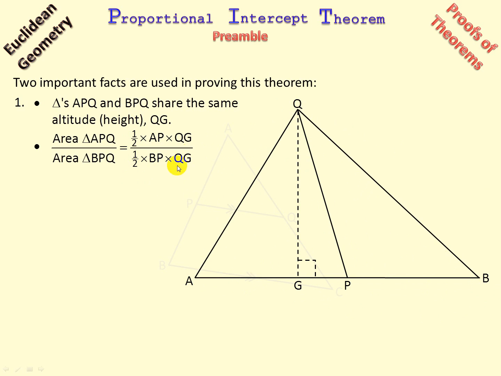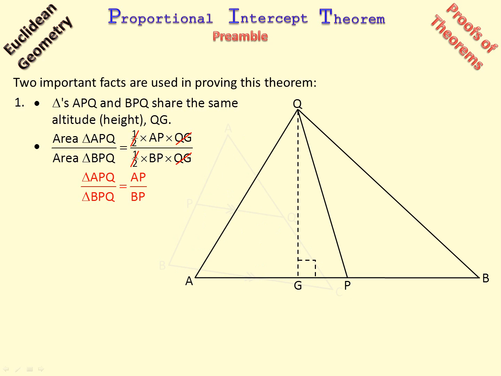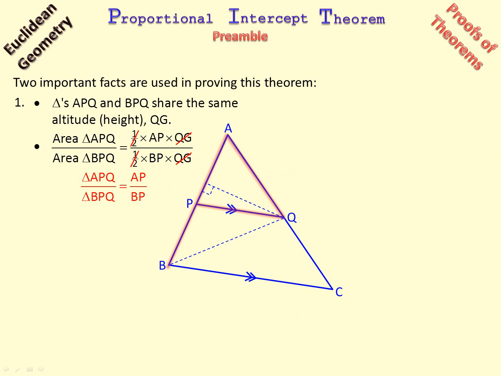Now, you'll notice that the halves and QG are the same, so we can take them out. And we end up with the ratio of the area of this triangle to that triangle being equal to the ratio of the bases, AP over BP. And have a look again, that fits into your proportional intercept theorem. There's a shadow of the proportional intercept theorem there. Now have a look how this setup fits right into it. There, and we're going to use that in the proof of the proportional intercept theorem.